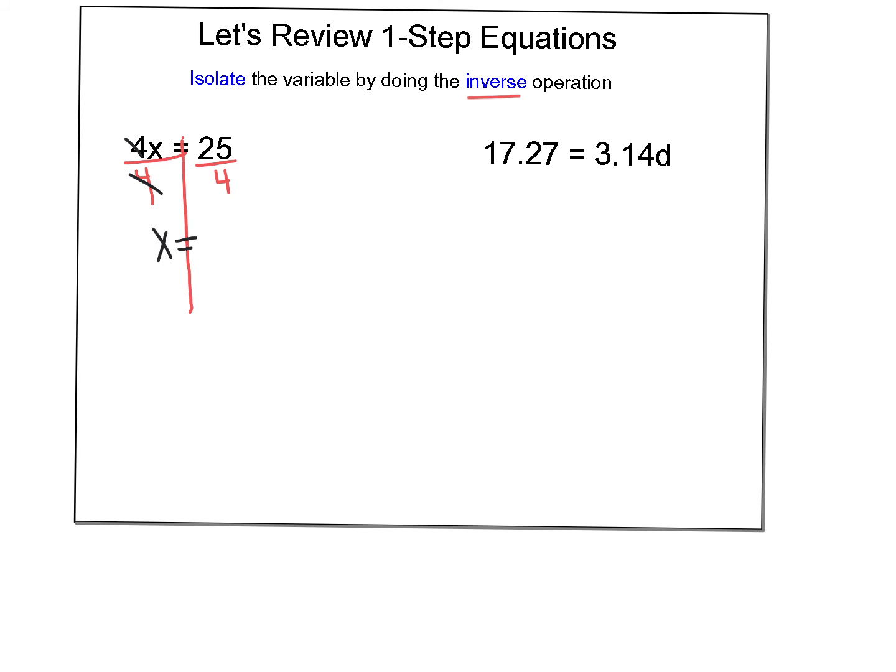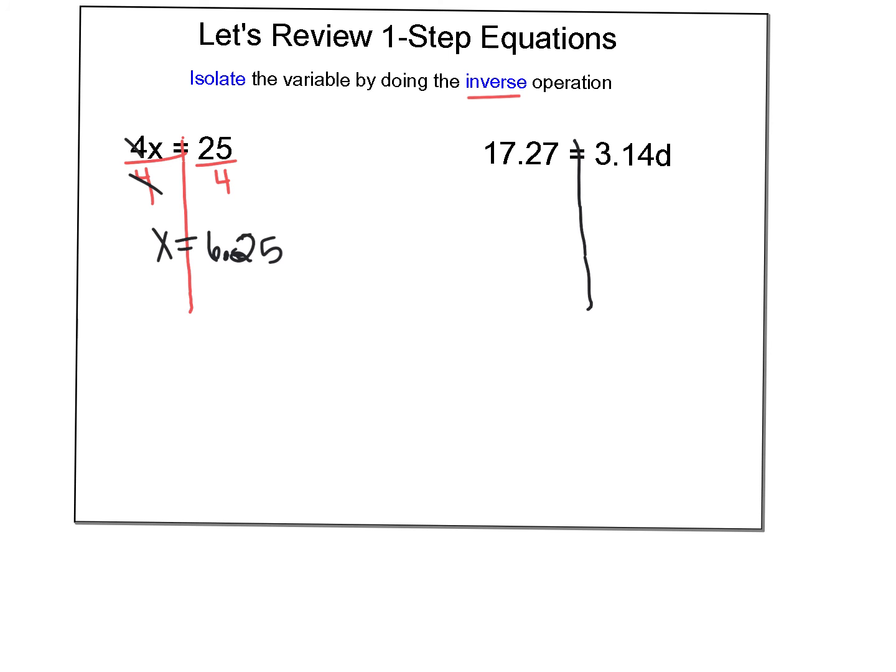And so then we've got 25 divided by 4. And so we have an answer of 6.25. All right, let's try another one. Now this one just has decimals. Same thing, it's just got some decimals in it. And this looks a lot like the equations that we're going to see with circumference, diameter, etc.